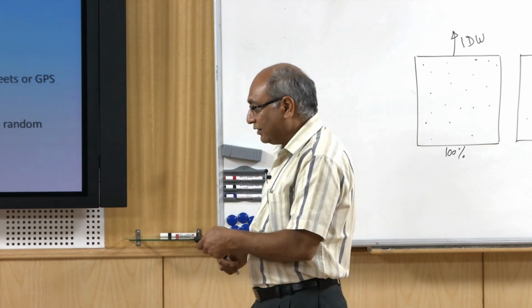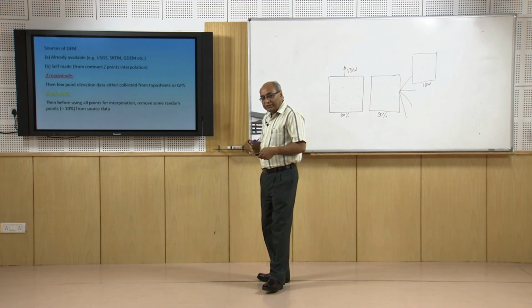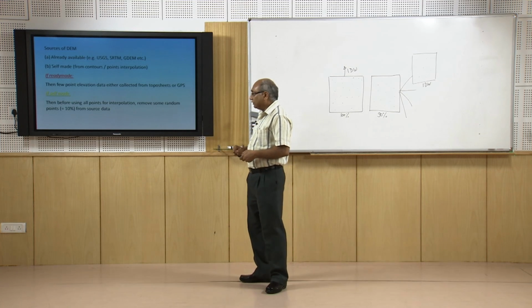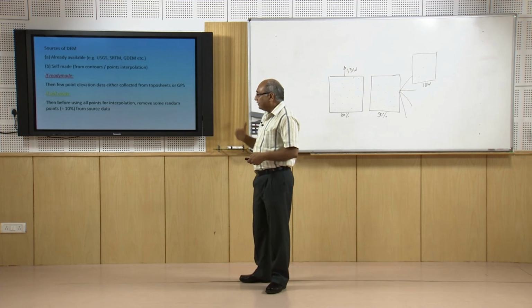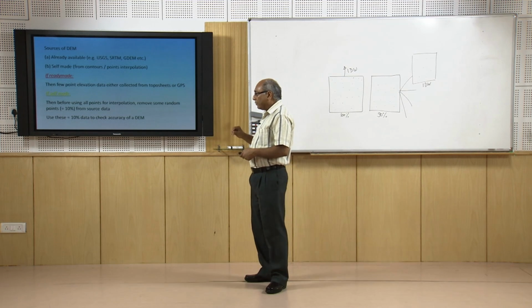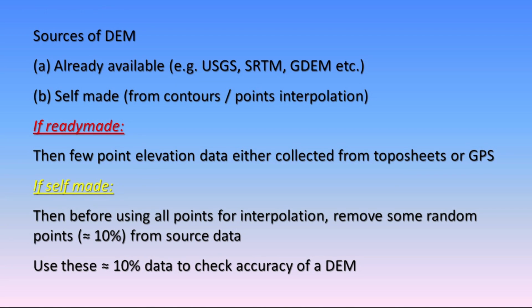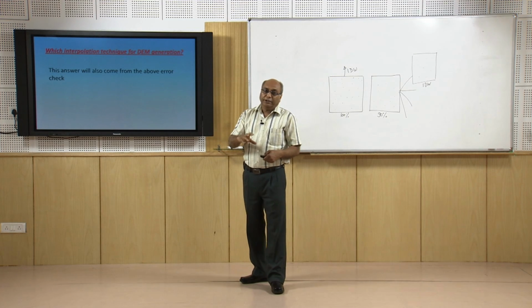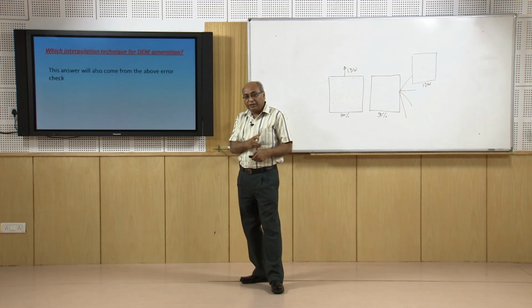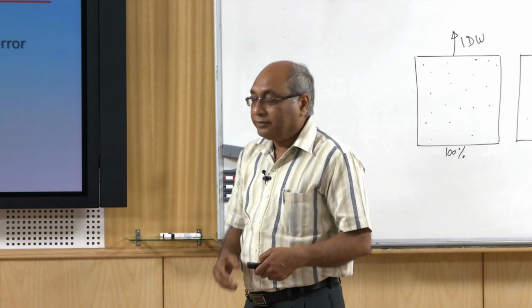And this is what is mentioned here, that if you are going for self-made digital elevation models, then before using all points for interpolation, remove some random points, say 10% from the source data. Then use these 10% data to check the accuracy of the different DEMs which you have derived using different interpolation techniques. And once you are sure which one is giving the closest value, use then 100%, use that particular tool or interpolation technique and create a final surface.